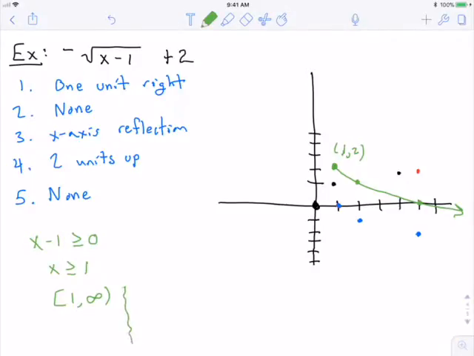And our range, since we have this negative up top, will get flipped to be negative. And our smallest point should happen when x is equal to 1. So if we plug that in, then x is equal to 1, and this is the negative square root of 1 minus 1, which is 0. So 0 plus 2 is 2. And so that's our point on the range where we start, and then everything gets smaller. So the range is 2 to negative infinity. And we see the domain and range has changed pretty drastically from our original square root function.